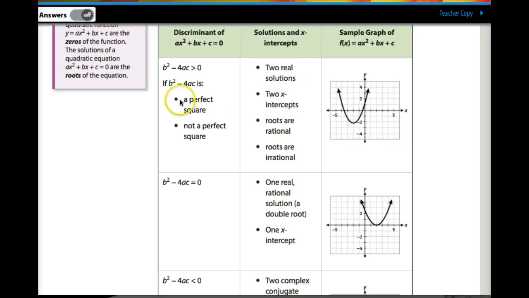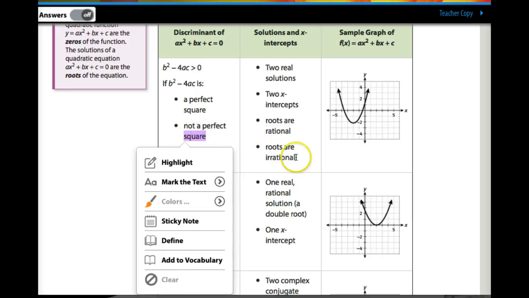Now, it's important that you know these qualifications, and really, if I were you, I would draw a line connecting a perfect square to roots are rational. I would also right next to it, x-intercepts are rational, because that's what you'll be asked to do, is to classify the solutions as well as the x-intercepts. So if it's positive in a perfect square, then that means you have two real rational solutions, which means you have two real rational x-intercepts.